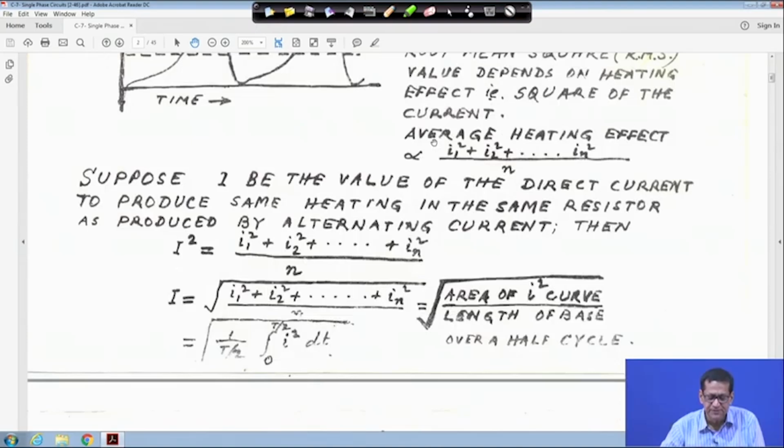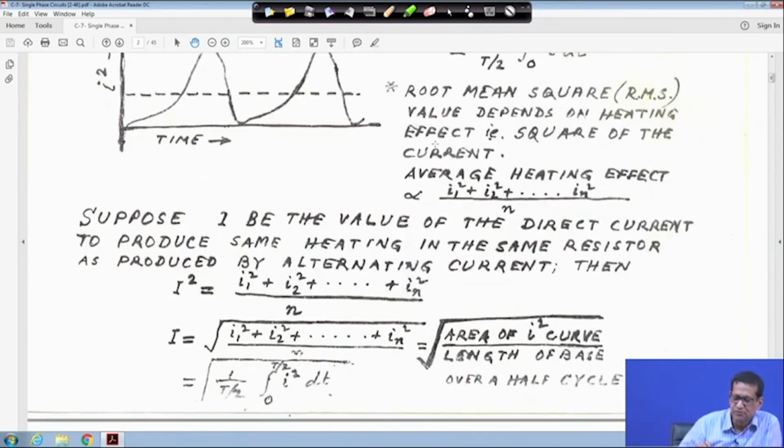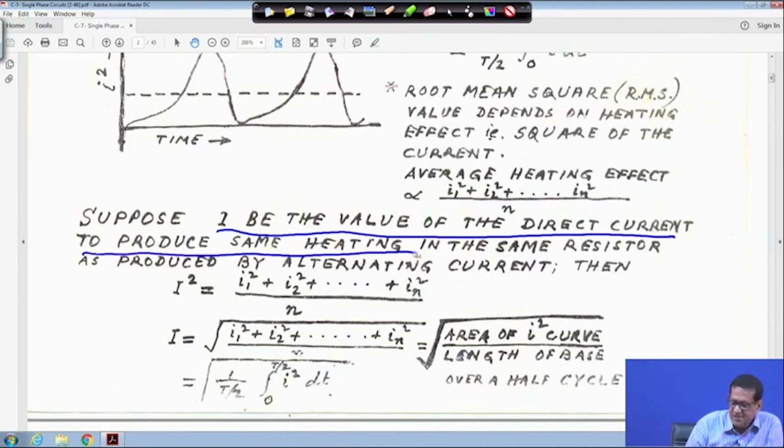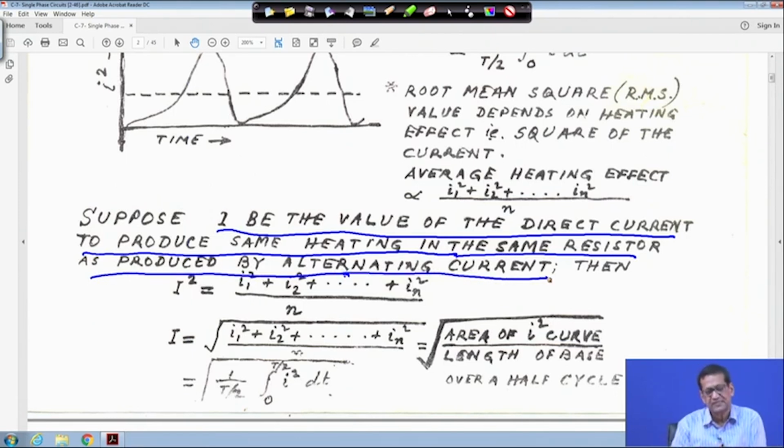Now, how do we get the RMS value? Suppose I is the value of the direct current that produces the same heating in the same resistor as produced by the alternating current. So we have to assume that. Then we can write I square is equal to I1 square plus I2 square up to In square divided by n, or I is equal to the square root of I1 square plus I2 square up to In square, summed up, divided by n.